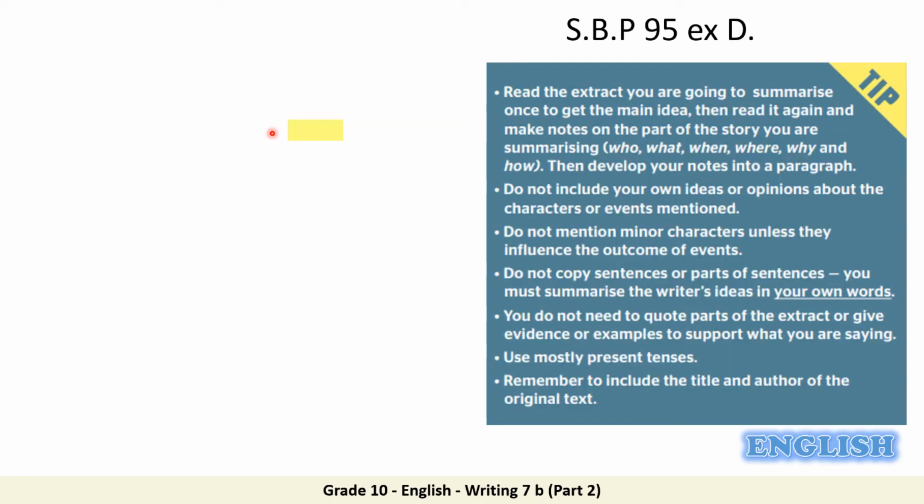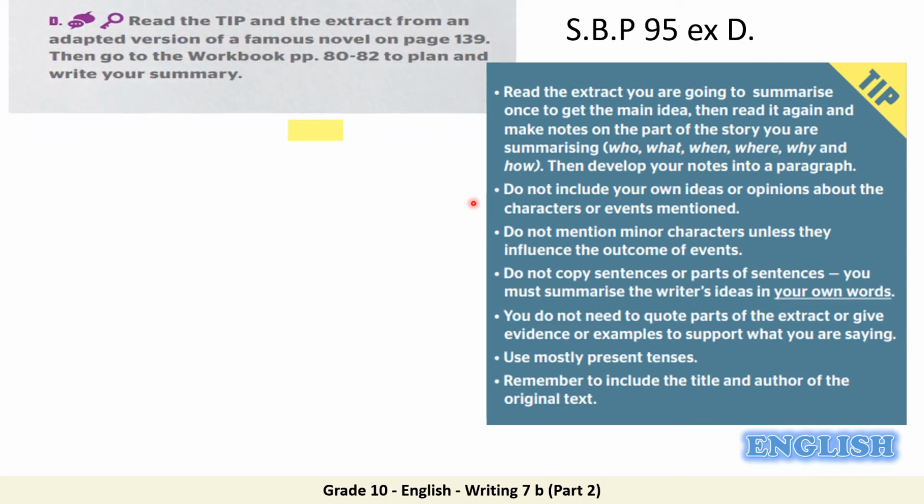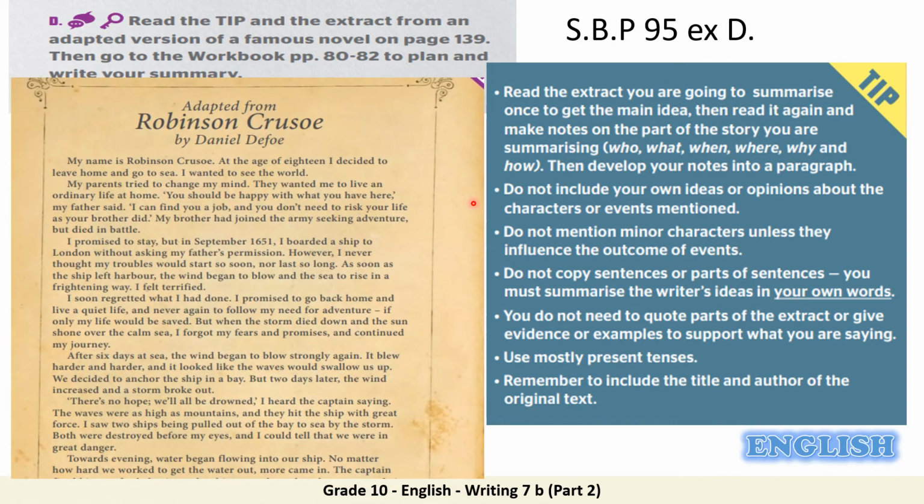Now let's go to another activity in your student book, page 95, exercise D. Before planning and writing your summary, I want you to read the tips and the extract from an adapted version of a famous novel on page 139. It's adapted from Robinson Crusoe by Daniel Defoe. Then we will go to the workbook, pages 80 to 82, to plan and write our summary. Let's look at these points before starting to plan.